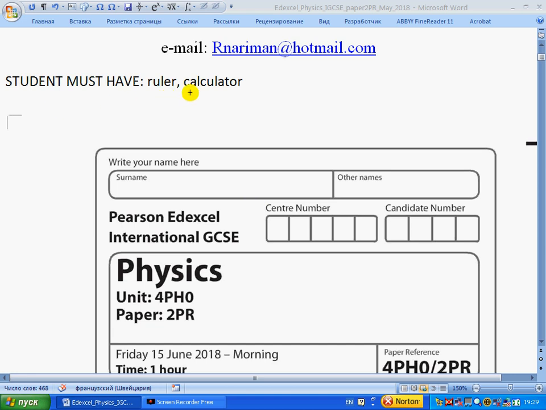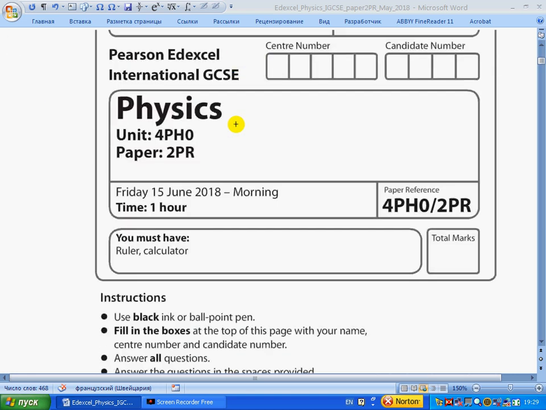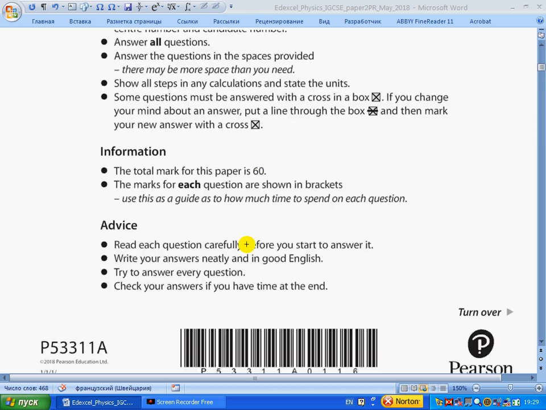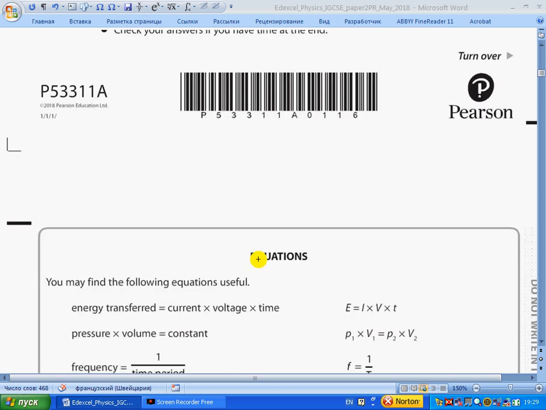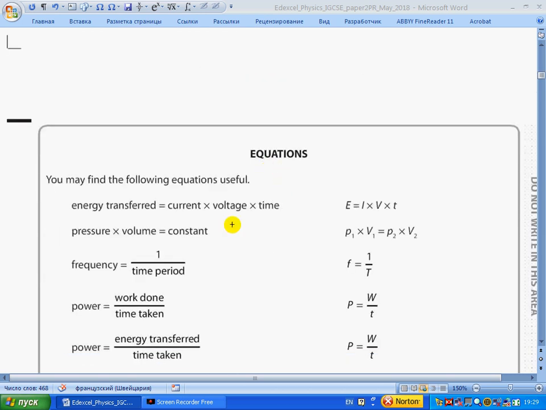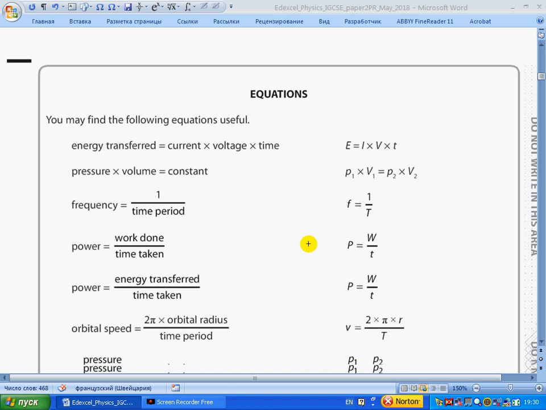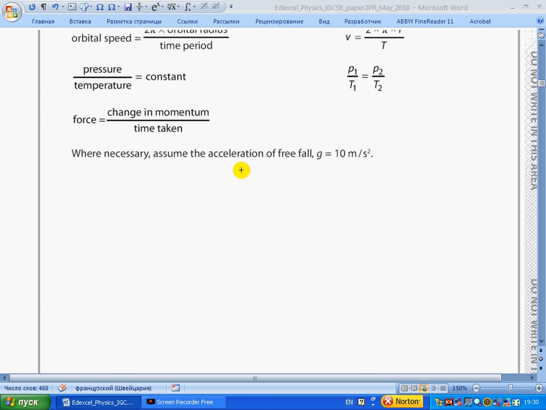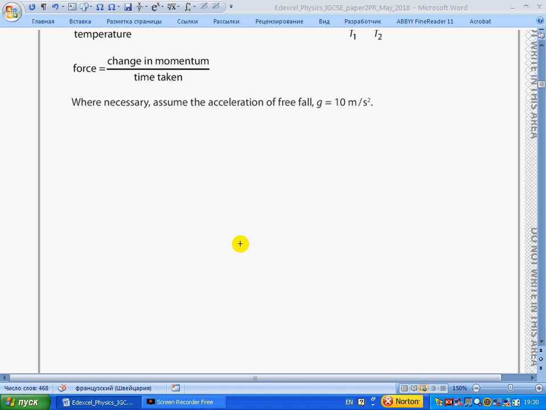Students must have a ruler and a calculator. So this is the cover page, 1 hour. Let's go through. These equations will be given for you, so you should not learn them, but you should be able to rearrange these equations. Where necessary, assume acceleration of free fall is 10 meters per second squared.